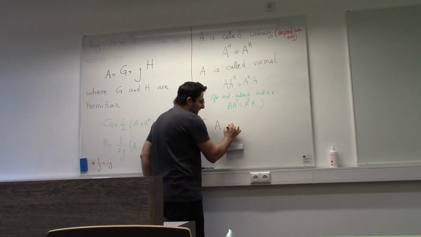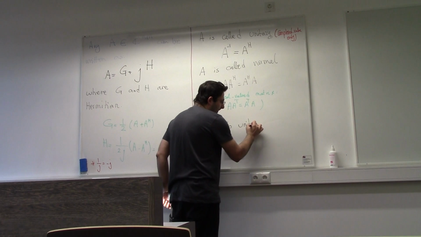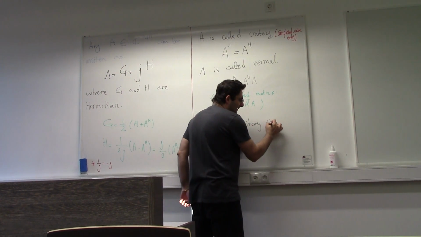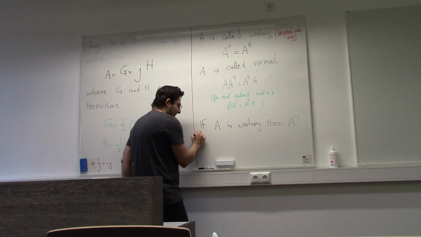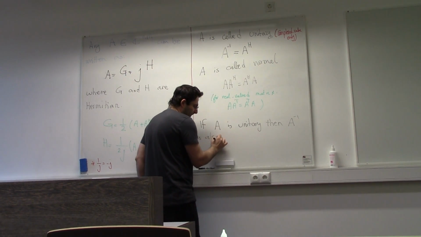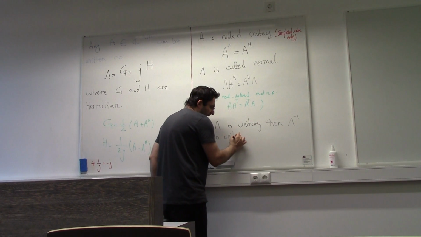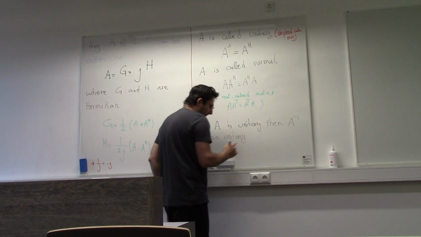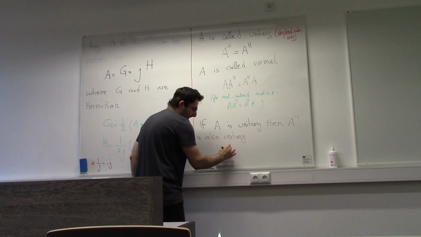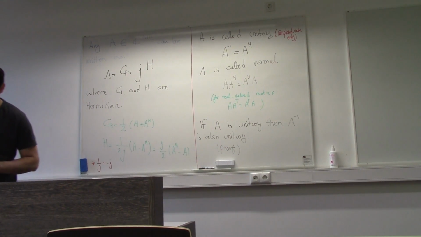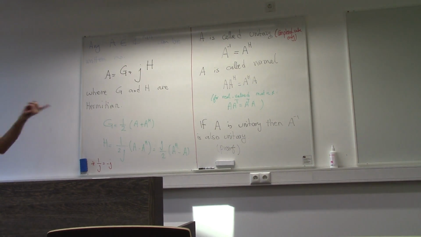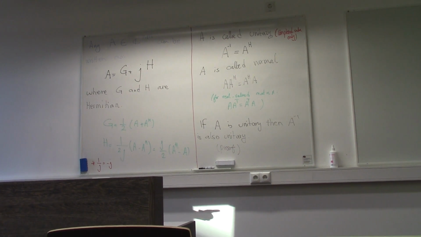If A is unitary, then A inverse is also unitary. Okay, I'll give you one minute so I can rest. Try to prove that if A is unitary, the inverse of A is also unitary.